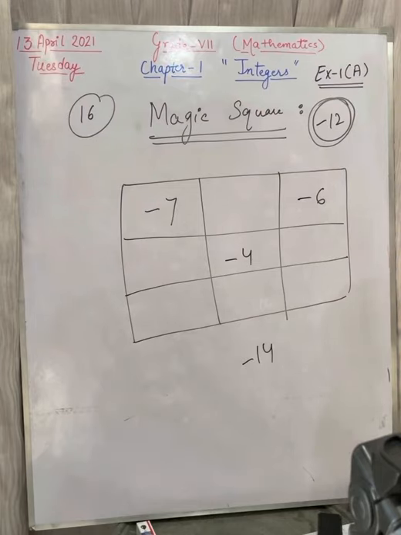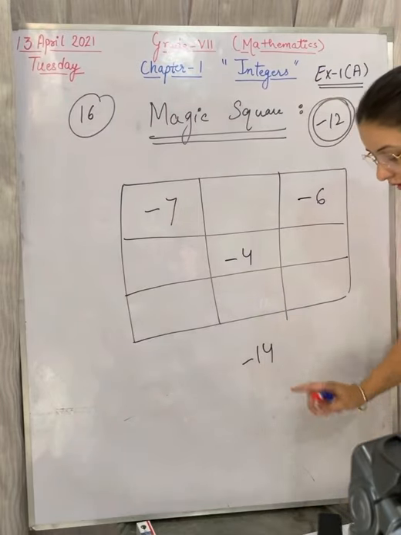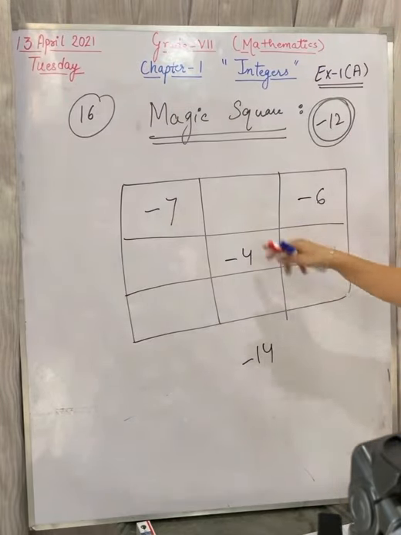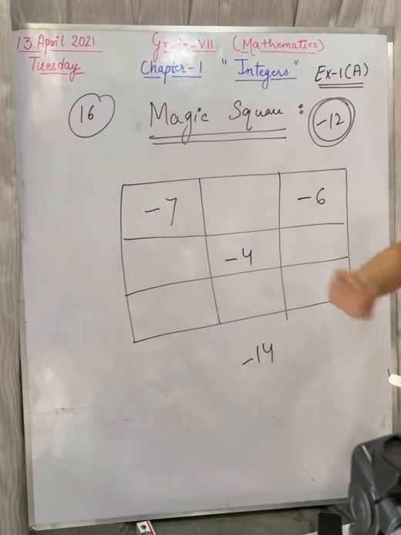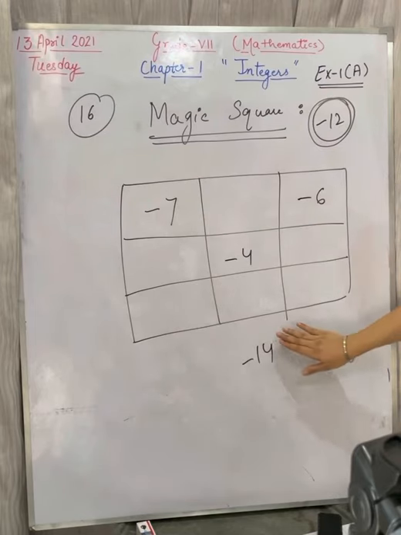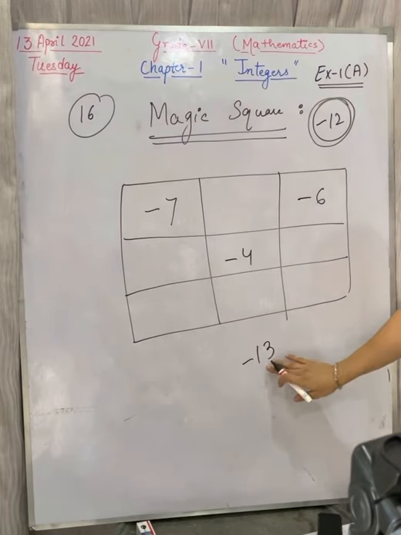Yeah, just wait. Let me read whose answers are correct. Hazel. The question is, the sum of integers in each row and the diagonals should be -12. Okay? It should be -12. So I will write here 1. -6, -7, that is -13. Sorry, it is -13. Addition of both the values is -13.